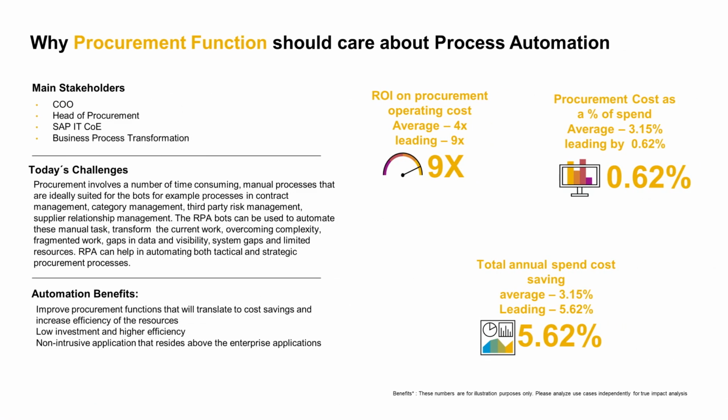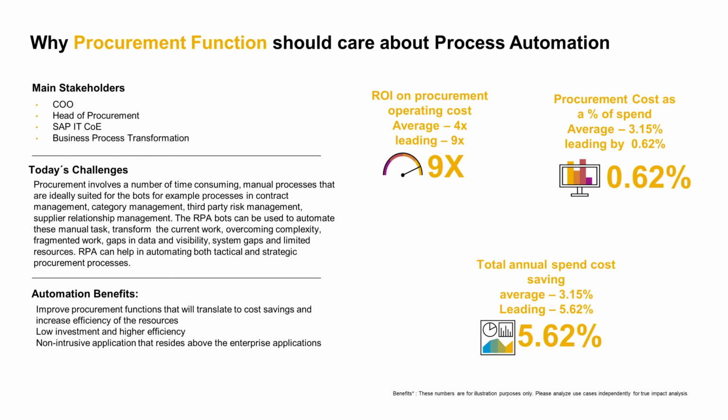Maybe you're wondering why a procurement department should care about process automation. Simply put, there are a lot of challenges when it comes to procurement-based operations in day-to-day life. Procurement involves a lot of time-consuming manual processes that are ideally suited for bot-based automations in such areas as contract management, category management, and third-party risk management processes.